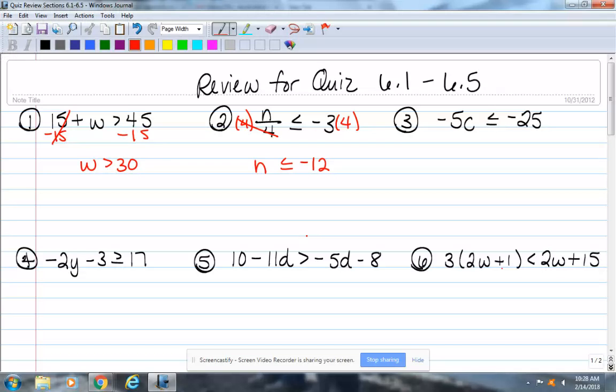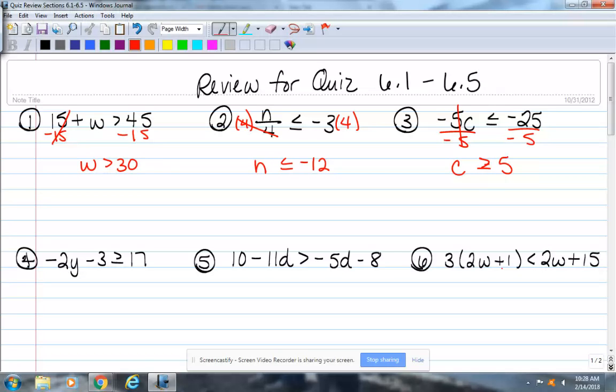So number 3, negative 5c is less than or equal to negative 25. How do we solve for c? All right, if I go too fast, y'all slow me down, okay? So then put c is what? Greater than or equal to. Since I divided by a negative, I swapped my sign. And what is negative 25 divided by negative 5? Yes, it's 5. Any questions about that one? All right, y'all just make sure, though, if it's an or equal to, that you put an or equal to with your answer as well, okay? Don't leave off the or equal to part.